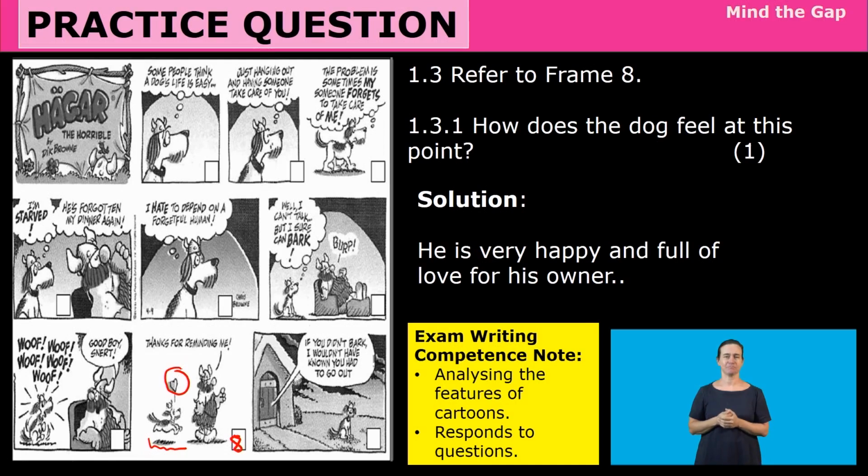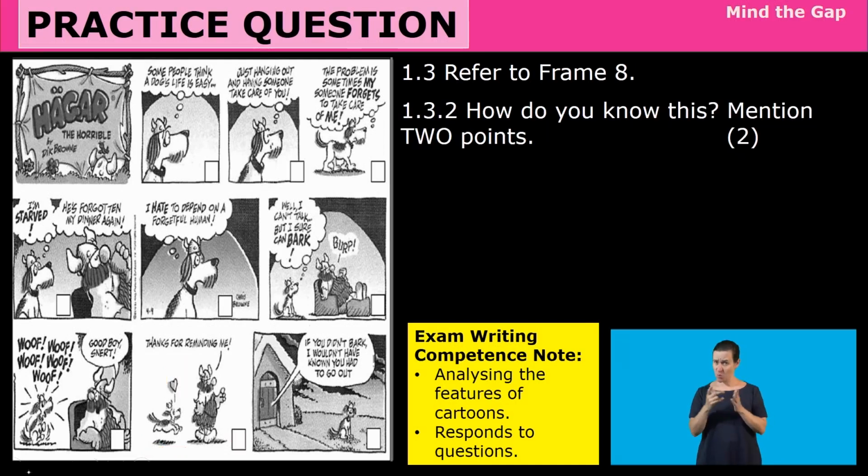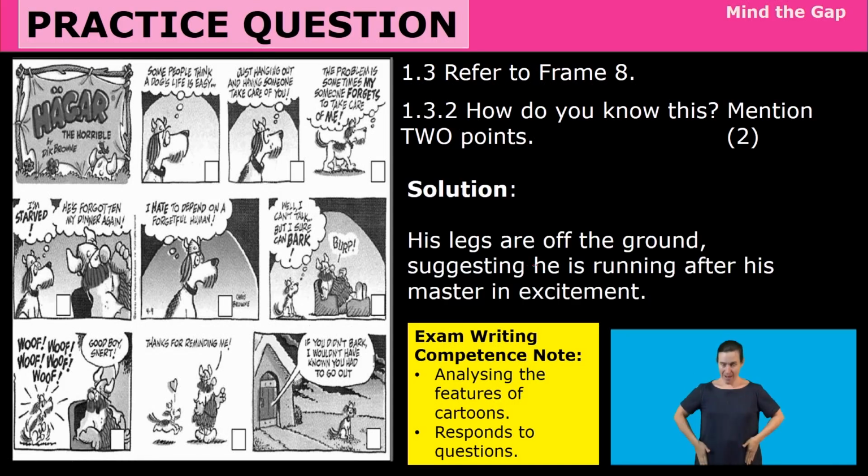And let's see if we can identify at this point, all right, how do you know that this dog is feeling that way? So remember how we've circled your visual clues? His legs are off the ground, the way he's running with excitement. He's not even touching the ground. He's floating. He's on cloud 9. And he's suggesting that he's running after his master in excitement, all right? So the solution doesn't mention the little heart above the dog's head, but you can mention that because it would be included as something visual, something you can see.